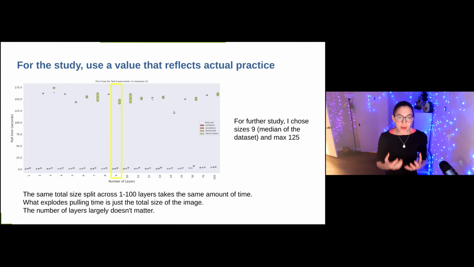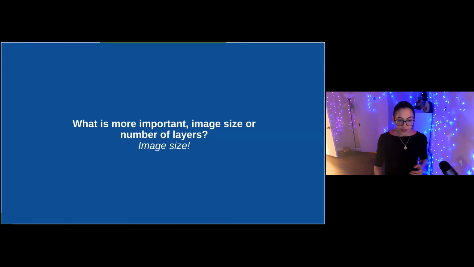But when I really thought about it, would I have really chosen some artificial value that looked a little better? No, I really think the best choice would be to choose what people in the community are actually doing. So for the follow-up study, I chose the median of this data set, so 9. And then I chose the max, 125 layers, to see if there was any sort of bounding behavior.